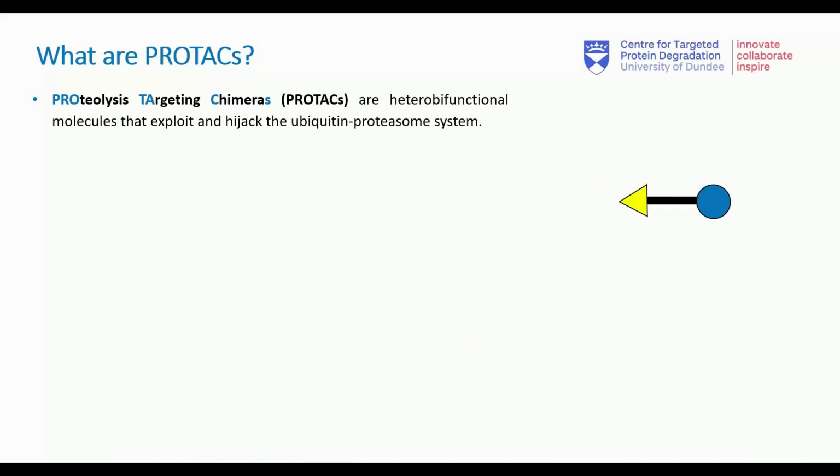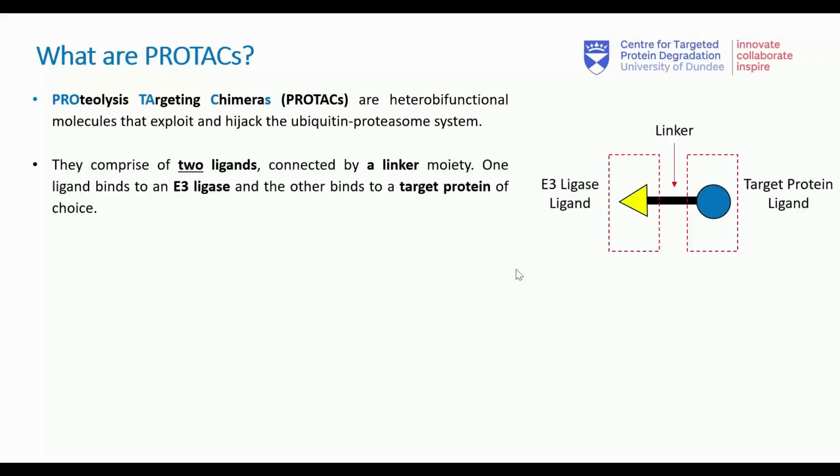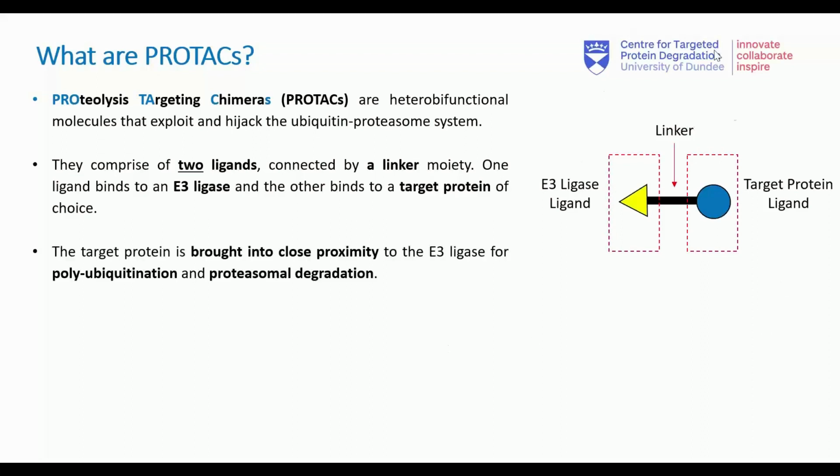So first of all, what is a PROTAC? PROTAC stands for proteolysis targeting chimeras, and these are heterobifunctional molecules which exploit and hijack the ubiquitin proteasome system. As you can see from the right, they're comprised of two ligands. One ligand binds to an E3 ligase, and the other binds to their target protein of choice. And these two are connected by a flexible linker. It can be rigid as well.